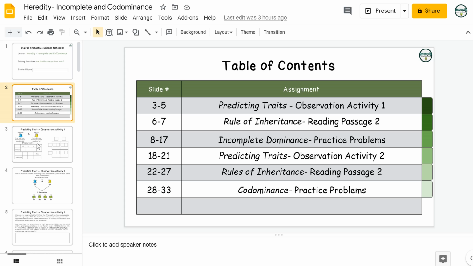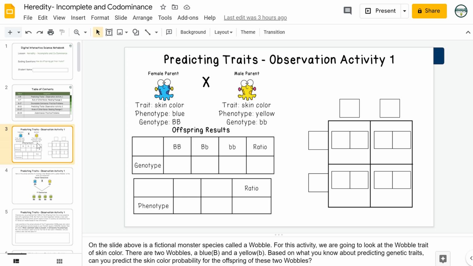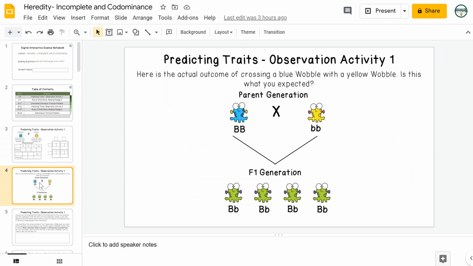So this first activity, predicting traits observation activity 1, we've got a fictitious monster here, and they're going to use their knowledge of genetics to figure out what they think the offspring is going to look like. Now, most likely they're going to say, oh, the offspring are going to be blue because they're going to have a dominant allele and then a recessive allele, and that's going to make them be blue. But then we're going to find that the outcome is actually that all of the offspring are green.